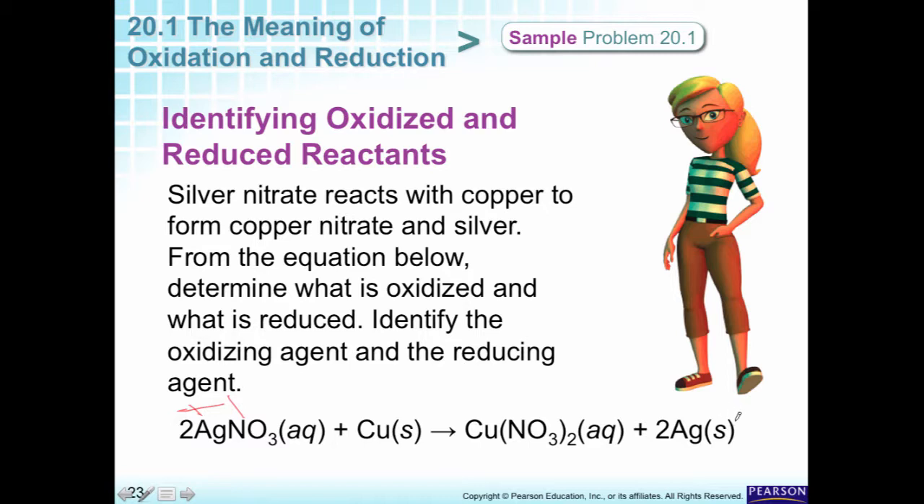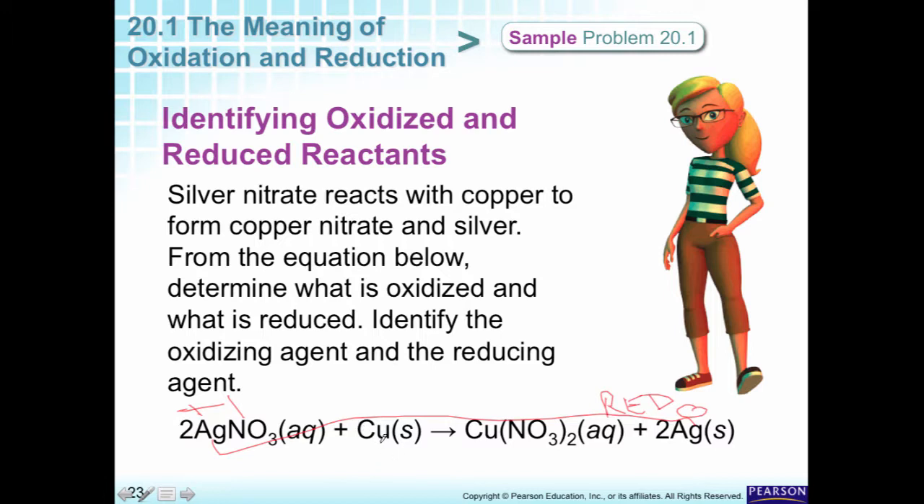Does any element have a charge? No, not when it's by itself. So its charge is 0. Okay? So if you're going from +1 to 0, is that oxidation or reduction? Reduction. You're getting more negative. So the silver to the silver metal is reduction, RED.